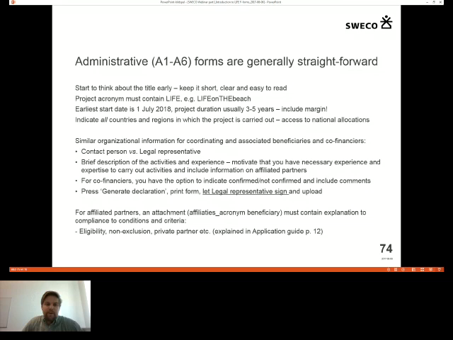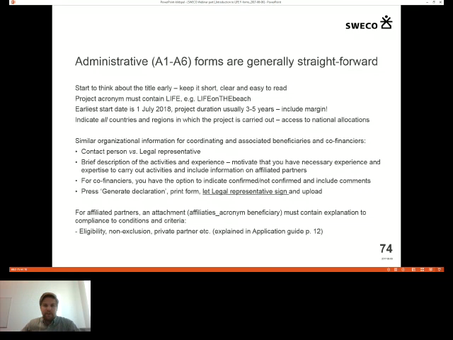When you have filled out all the information, press save, and then there is an almost hidden function called generate declaration. You will get a PDF form that you print, and then you let the legal representative sign this, and you need to upload this before you submit the application.